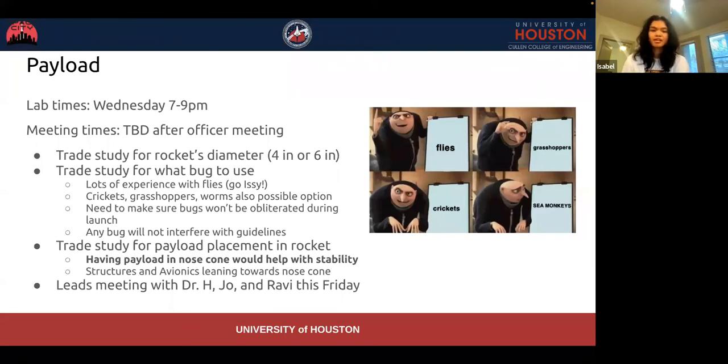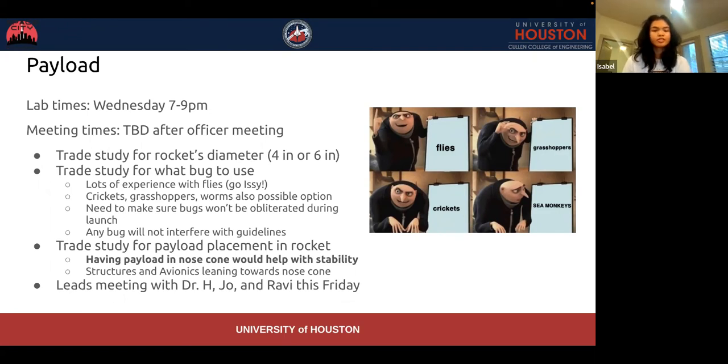The rules state that all bugs are pretty set to go in there. And then we need to make sure the bugs won't be obliterated during launch or liquefied. And then that trade study is due on September 6th, I believe.